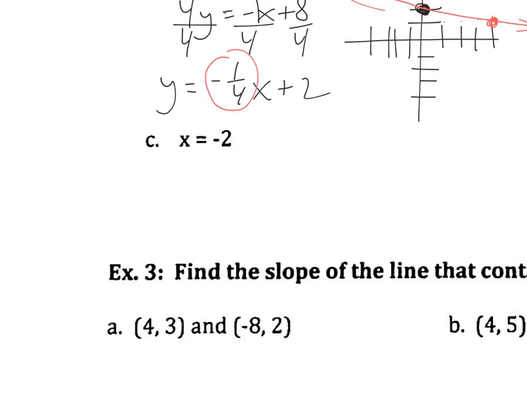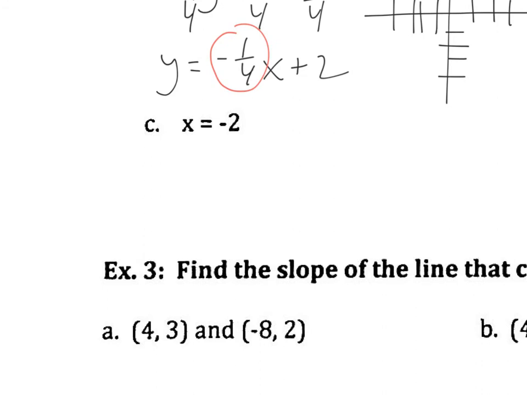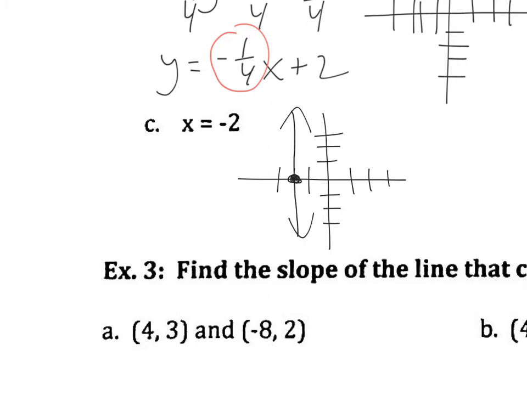Alright, next one we already talked about a little bit. If you're going to graph an x equals line, well, we know it's going to have undefined slope. We know it's going to be a vertical line, and it's crossing the x-axis at -2. So we put a point on the x-axis at -2, and we draw a vertical line. Right there.